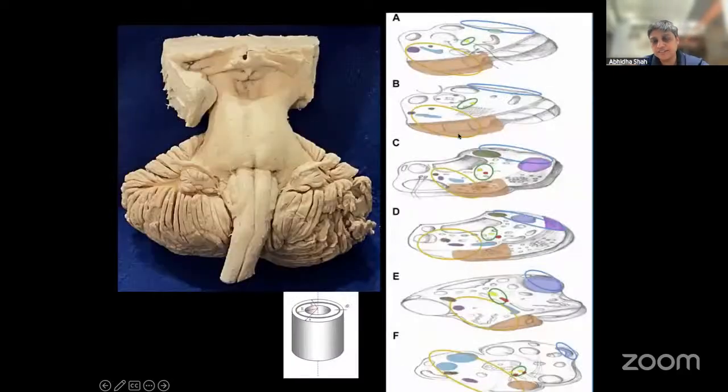If you look at this, this is the cut section at various levels in the brainstem. This most lateral part, the blue circle that you see, is zone 1. This yellow circle that you see is zone 2. And the third one, the green one, is zone 3. They are all like cylinders. The outermost cylinder is zone 1, the second one is zone 2, and the innermost one is zone 3. And they occupy all around the brainstem.